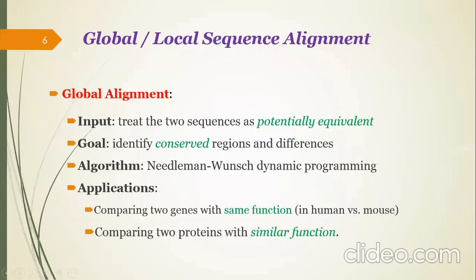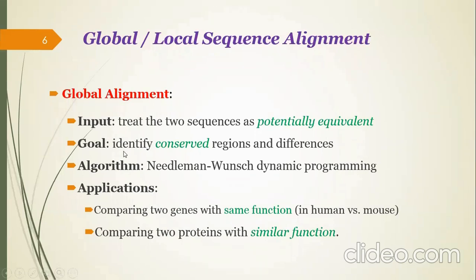So now global alignment is, the input treat two sequences as potentially equivalent. So if we have two sequences from the same virus, like two HCV sequences, or two insulin sequences, the input treats the two sequences as potentially equivalent, means the size of the sequence is also equivalent. So we will go for global alignment.